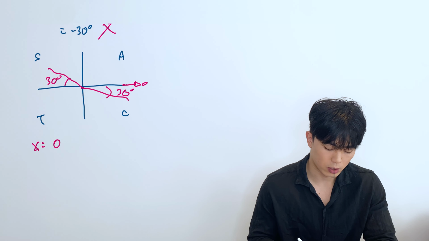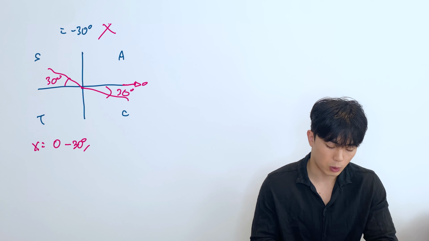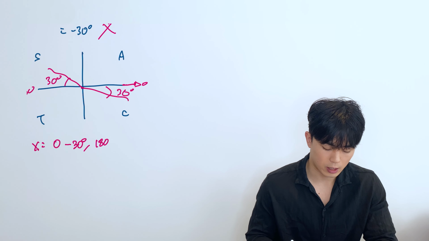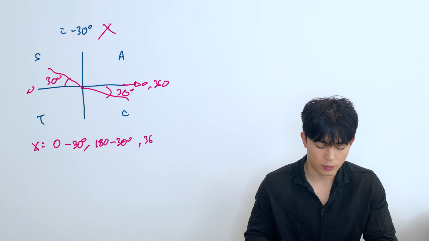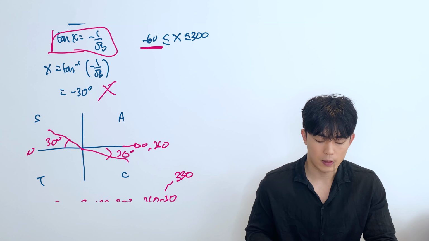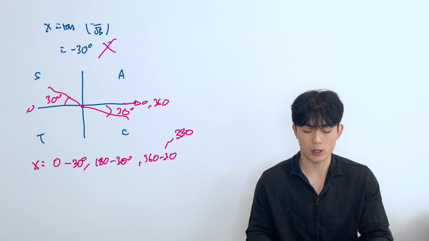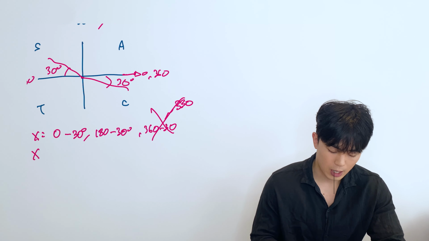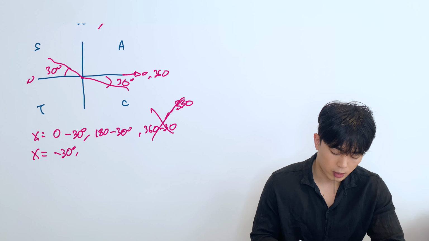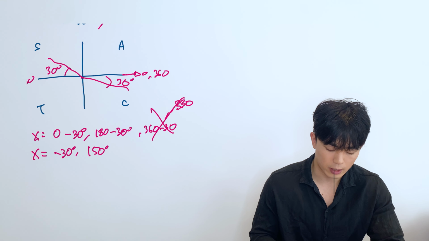So X is equal to 0 minus 30 degrees. The next one will be 180. So 180 minus 30 degrees. And if we go to 360 again, we go 360 minus 30 degrees, but this has become 330, right? And this is bigger than the upper range, so we don't include this one here. We can't include that as our solution. So for capital X, it's going to be minus 30 degrees and 150 degrees, like this.